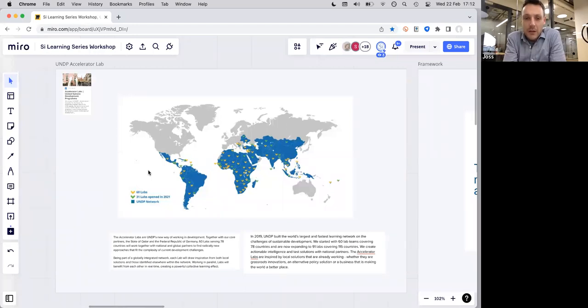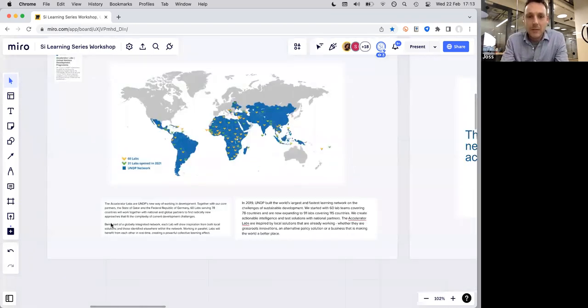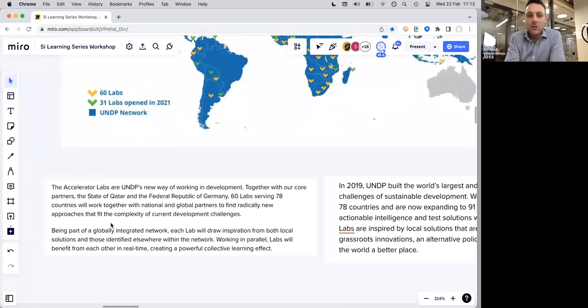A couple of years ago, they started to see the limitations of this. In 2019, so it's only 3 years ago, they thought maybe there's a different way, maybe in environments that are very complex and uncertain. Maybe development is a very complex thing, and trying to address poverty is a very complex thing, and maybe we could at least experiment with a different approach. So they set up these things called the accelerator labs. It's a new way of working in development, or at least an experiment in this. So this is what they say.